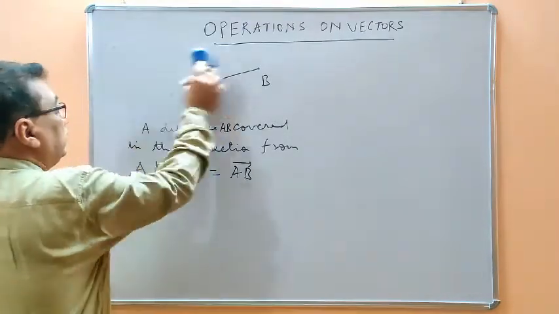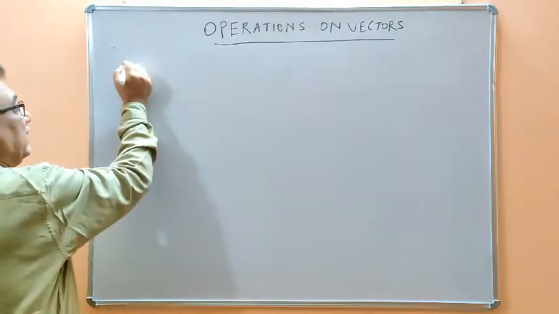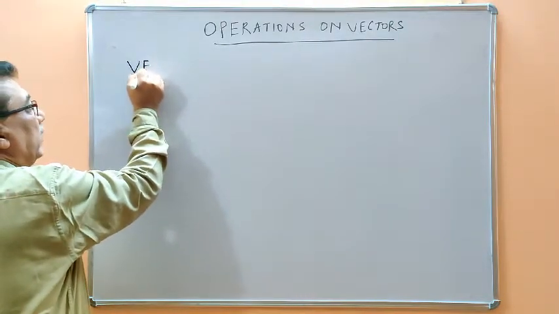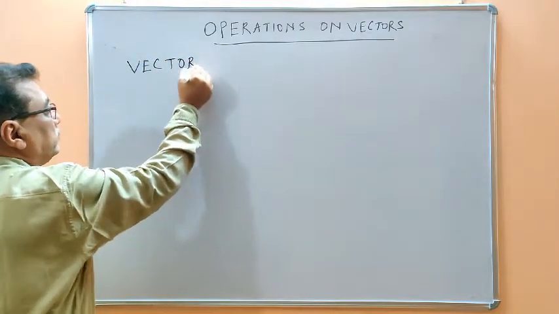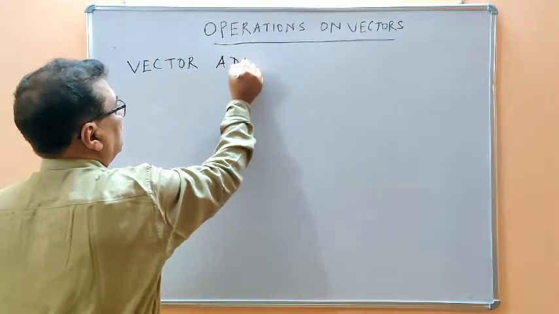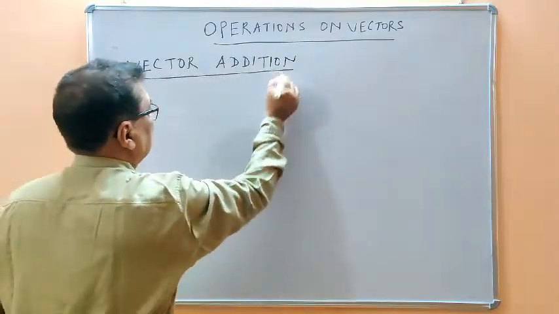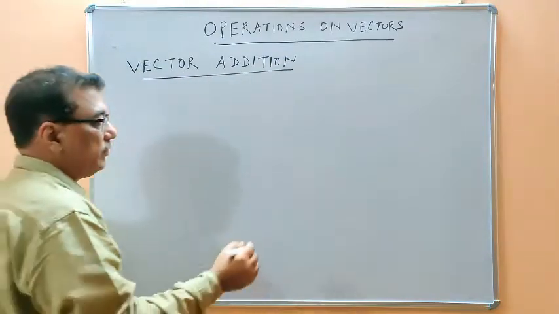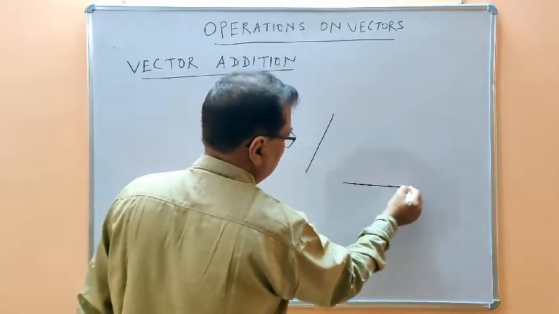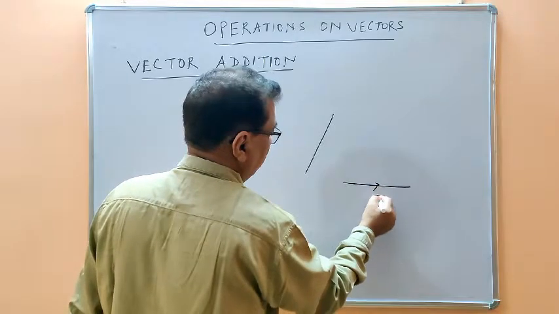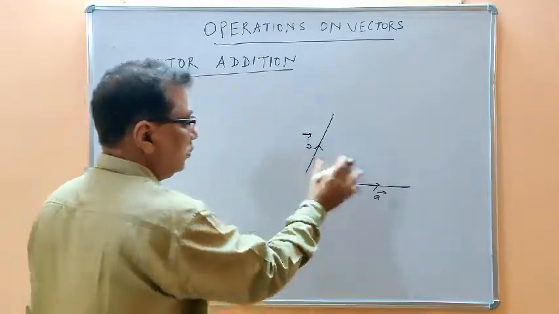Now the meaning of vector addition. Suppose we want to add two vectors. So what is the meaning, and how do we get it? Vector addition. Suppose we have two vectors somewhere. One is like this, another is like this. Okay, A and this is B. Two vectors are there.